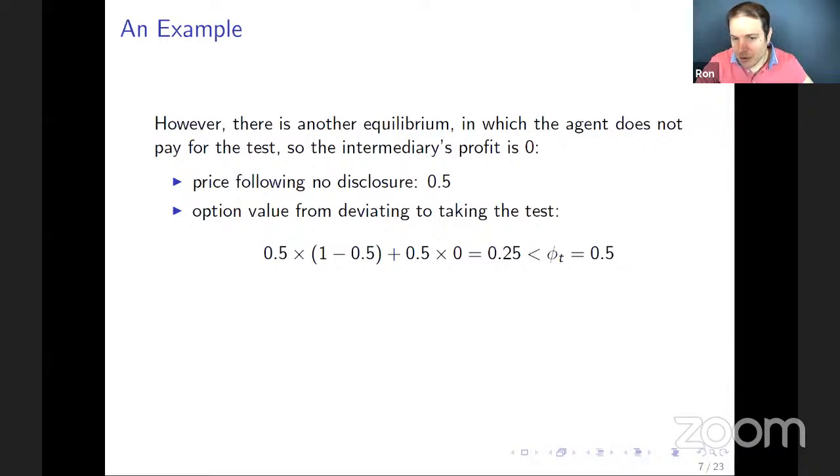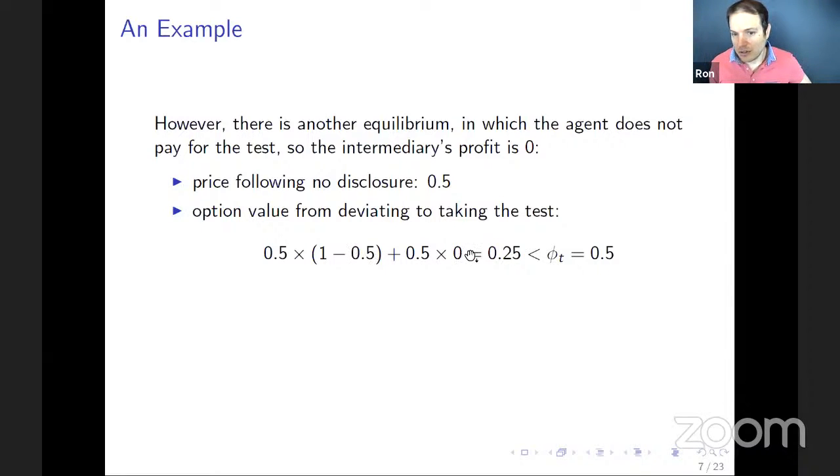Now here's the key point. The agent can secretly take the test. The market doesn't observe whether the agent takes the test or not. The market only observes whether a score is released or not. So the agent can take the test secretly and then disclose if the score is 1 and keep quiet if the score is 0. So what would he get? Well, if the score is 1, relative to keeping quiet, he would get 1 instead of 1/2.